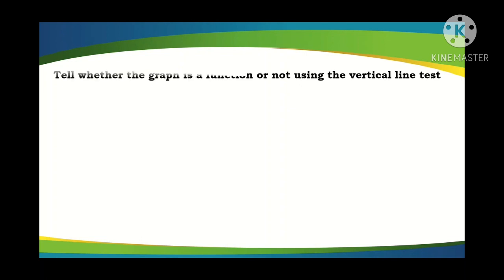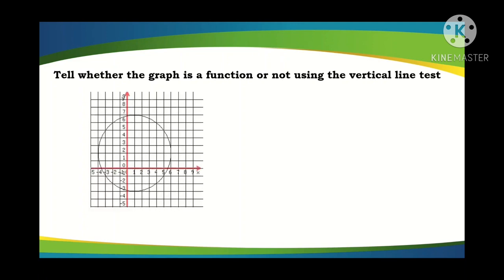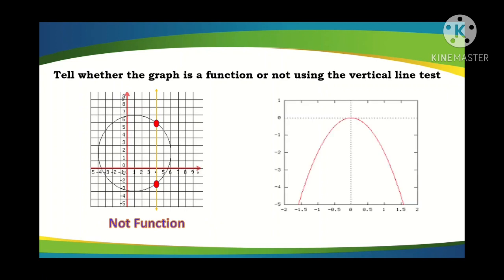Let us have more examples. Tell whether the graph is a function or not using the vertical line test. Given the first graph, let us draw the vertical line. Since there are 2 points of intersection on the graph, that means this is not a function. And another one, we have a given graph. Let us draw the vertical line. And since there is 1 point of intersection on the graph, this is a function.